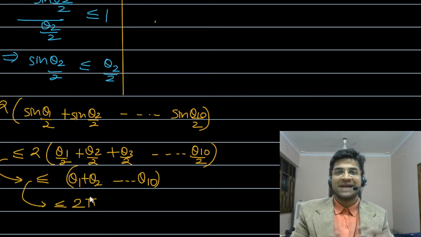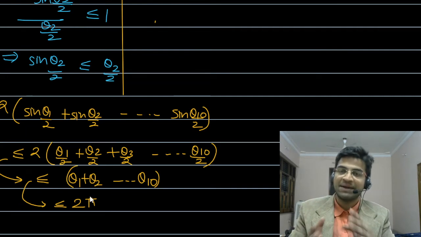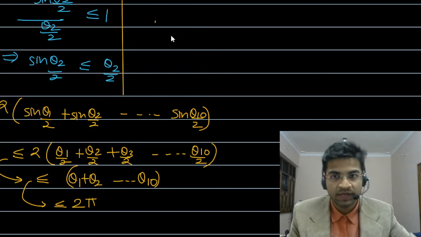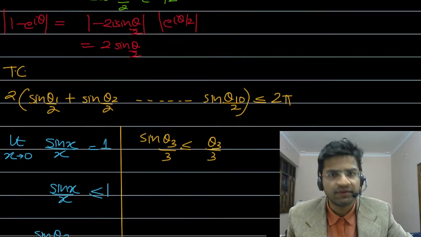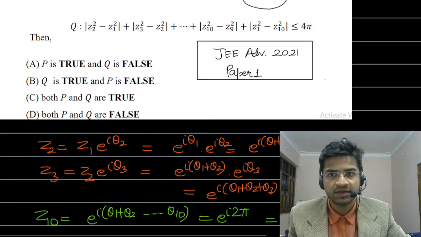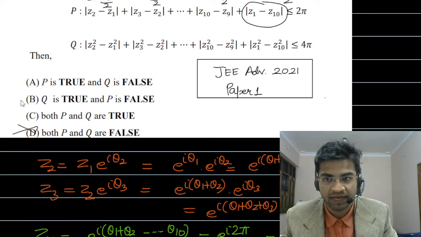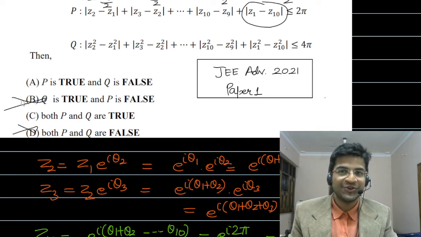The maximum value of this particular expression is nothing but 2 pi. So the first statement, P, is correct. Can we eliminate any option out of it? We can eliminate two options where P is given as false. P is not false, P is correct. But we have to check Q also.